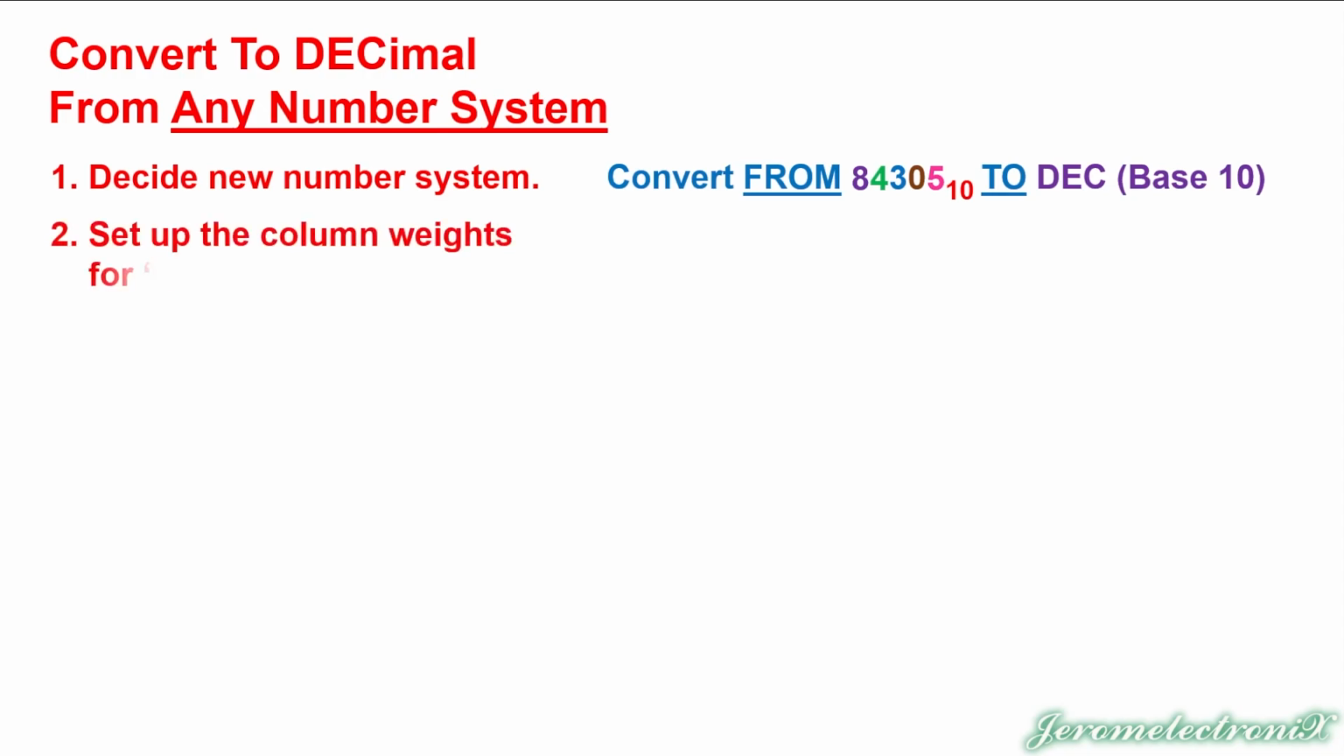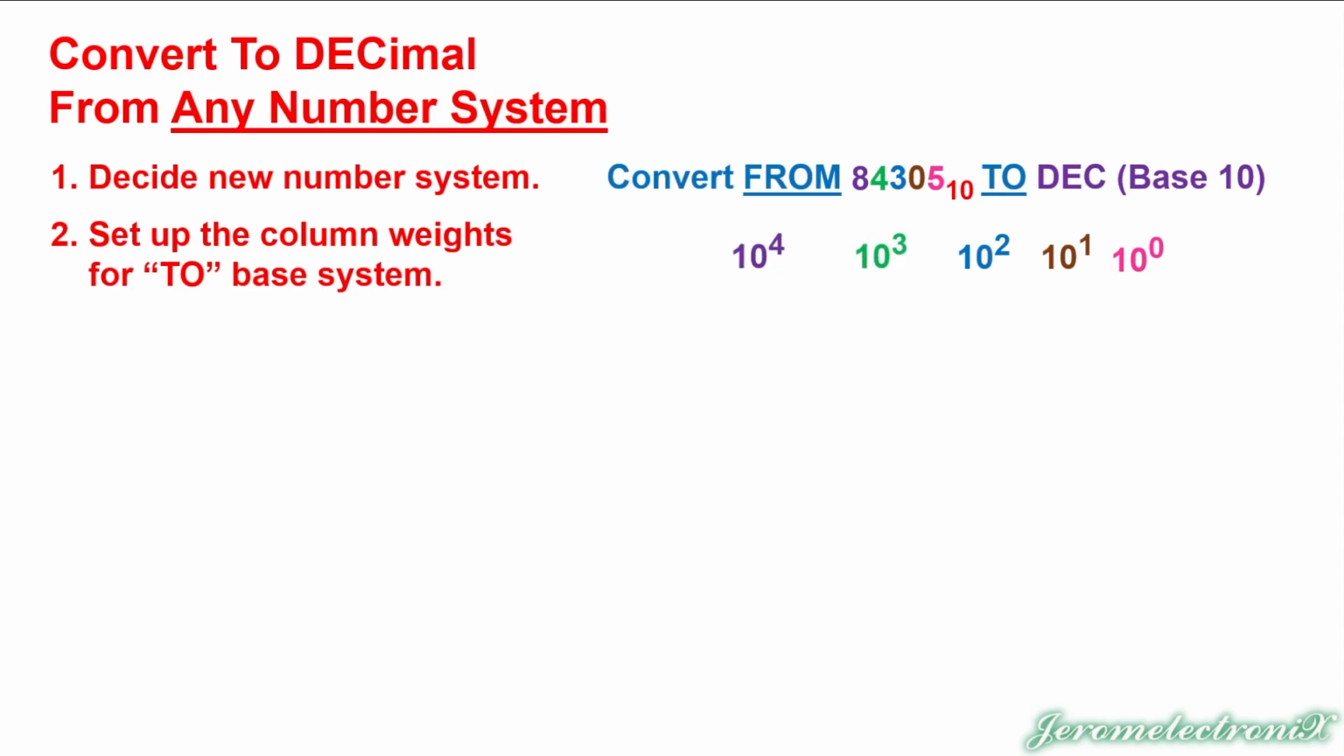Second step. We're going to set up the column weights for the base system. Now, since this is base 10, the bases in the column weights are going to be 10s, and then we will increment the exponents as we go toward the left. So the next column weight is going to be 10 to the first power, and then 10 to the second power, 10 to the third, 10 to the fourth.